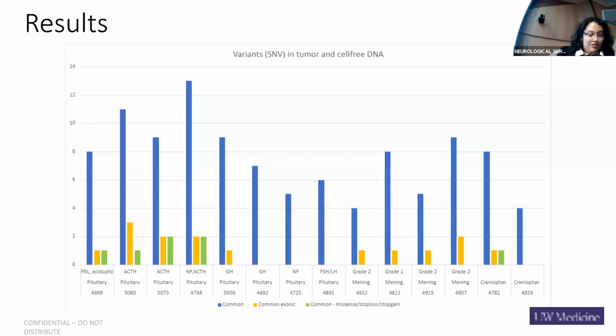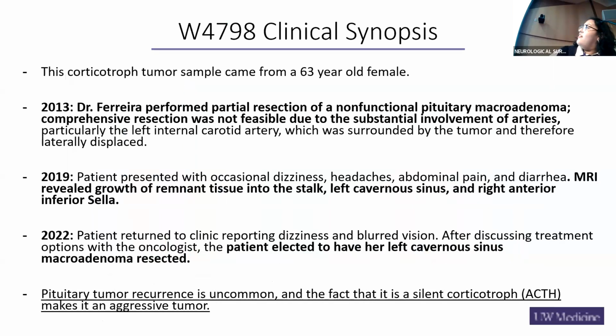One sample in particular from our whole cohort was a corticotrope from a 63-year-old female. In 2013, Dr. Ferreira did a partial resection of a non-functional pituitary macroadenoma. Comprehensive resection was not feasible due to the substantial involvement of the arteries, particularly the left internal carotid artery. In 2019, the patient presented with occasional dizziness, headaches, abdominal pain, and diarrhea. MRI revealed growth of remnant tissue into the stalk, the left cavernous sinus, and the anterior inferior sella. In 2022, the patient returned to the clinic reporting dizziness and blurred vision, and after discussing treatment options with her oncologist, decided to get her tumor resected. This sample was very interesting because it was a silent corticotroph and a pituitary tumor that had recurred, which makes it very aggressive.